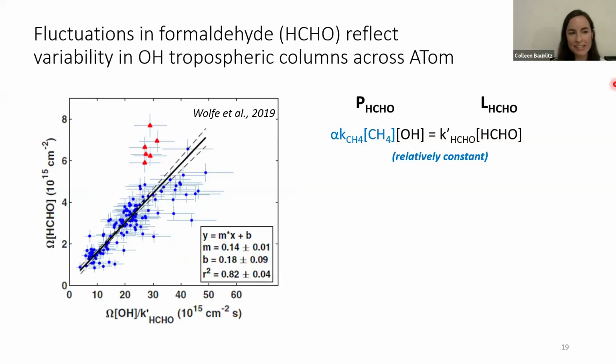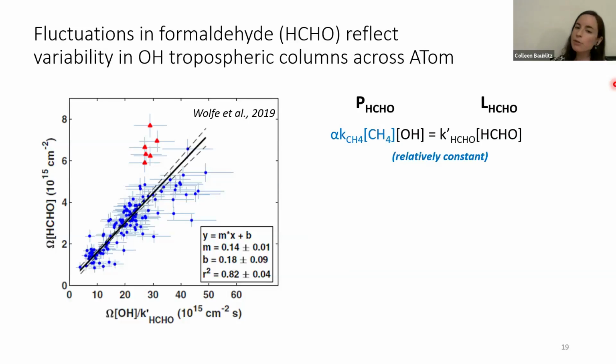Okay, and so in fact, it has already been shown using the ATom observations that fluctuations in formaldehyde columns reflect variability in OH tropospheric columns. And so I'm showing that in the figure here from a recent paper led by one of our collaborators on our own project. And so here we see that ATom column observations of formaldehyde reflect those of OH, in particular when OH is normalized to, or is essentially divided by, the formaldehyde reactivity.